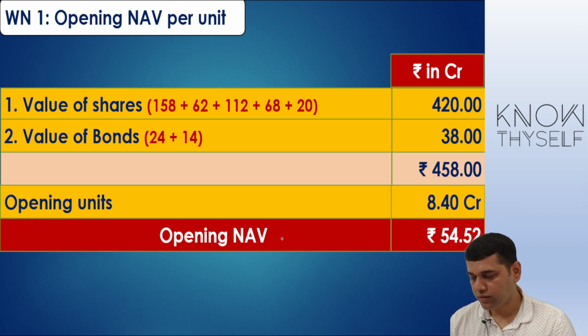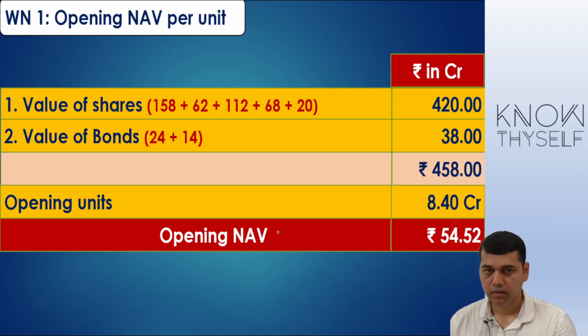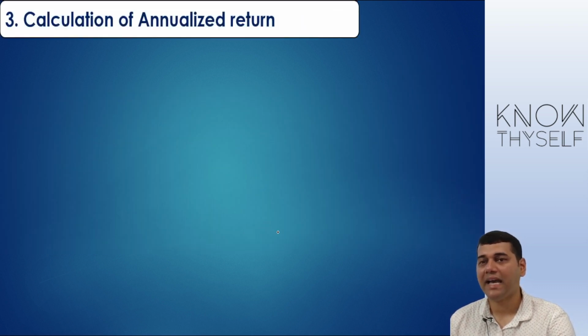Now we are coming to the fourth one, and they say, look, the company has distributed 2 rupees per unit. And remember, in previous workings, rupees in crores, 3 decimal points. If you observe, we have done that, 3 decimal points. Previous asset value. Okay.